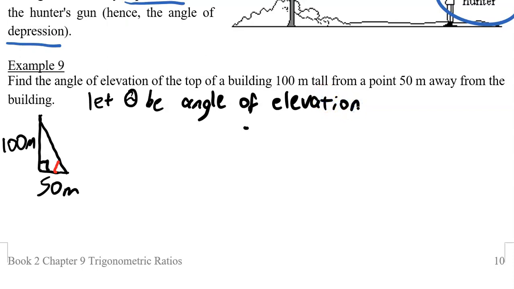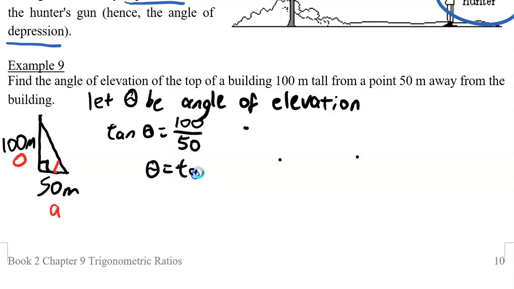Now remember in 9.3 when we looked at the sides, we need to identify the opposite and adjacent sides of the angle that we are calculating. In this sense, 100 meters is opposite and 50 meters is adjacent to the angle. As a result, with O and A, we are using tangent. So tangent theta is equal to opposite over adjacent. Our theta will be equal to arctangent of 100 over 50.